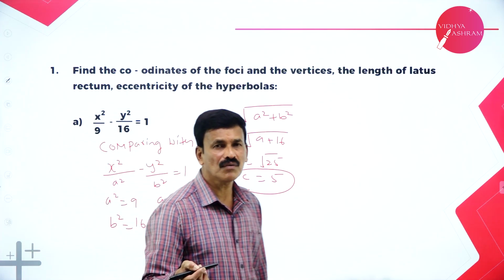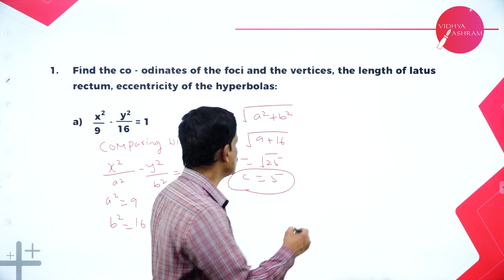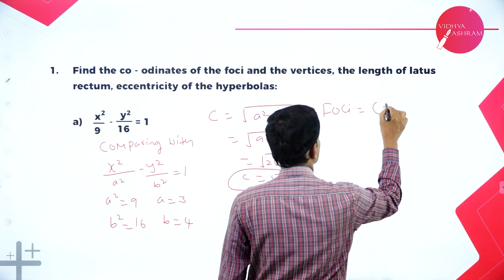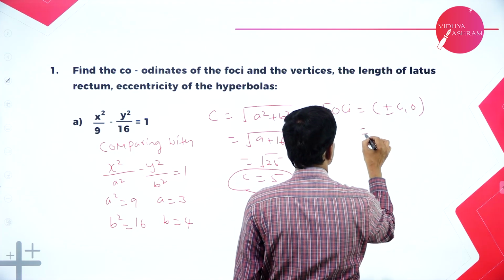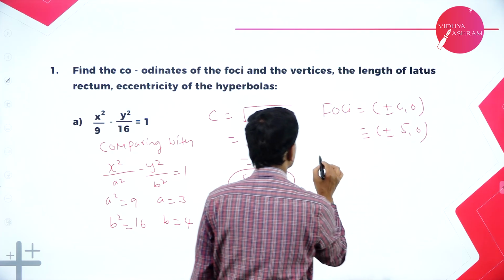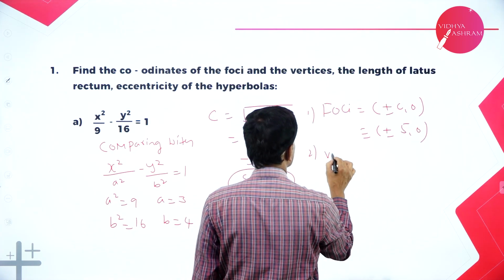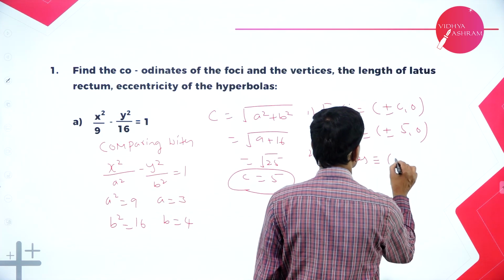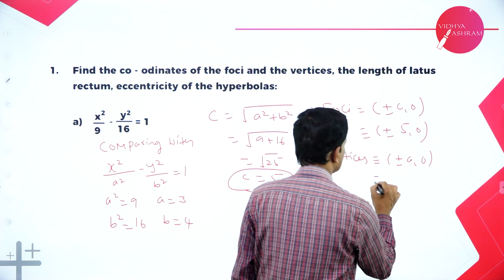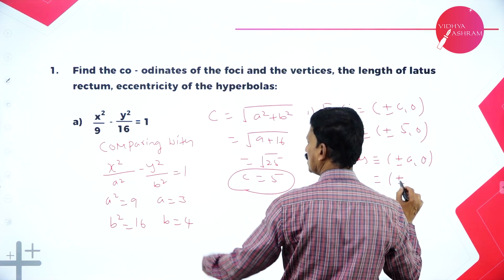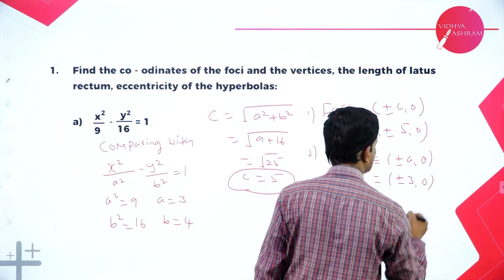Now, find out the foci. Foci is equal to plus or minus c comma 0. That is plus or minus, what is c? c is 5, so plus or minus 5 comma 0. Next, vertices. The vertices are plus or minus a comma 0. What is a? a is 3, so plus or minus 3 comma 0.